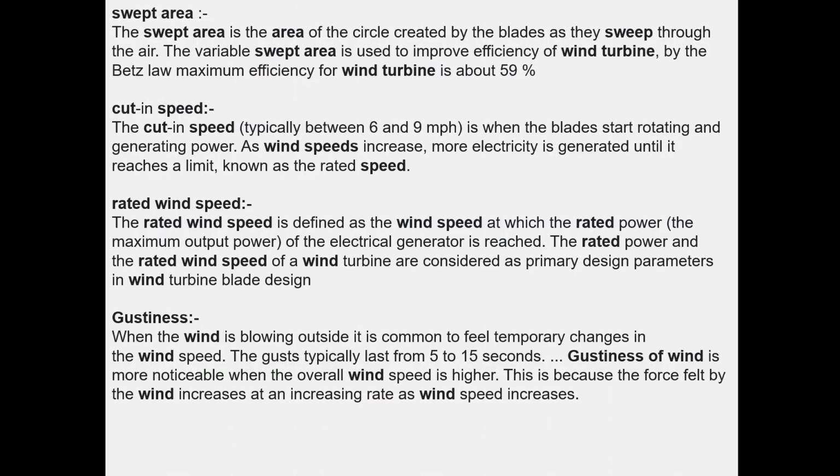Now we are discussing some definitions. The swept area is the area of the circle created by the blades as they sweep through the air. The variable swept area is used to improve the efficiency of the wind turbine. The maximum efficiency of a wind turbine is 59%.